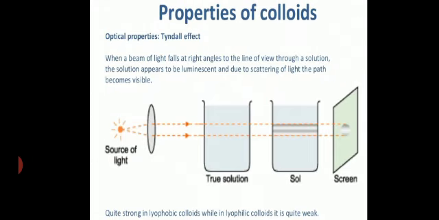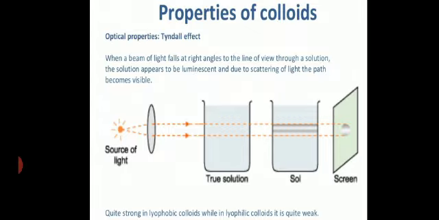Clear? Now next is the properties of the colloids. You can see the Tyndall effect. One of the properties, Tyndall effect. When you pass light through a true solution, it simply passes through. Through a colloidal solution, what you find is that the light, when you pass it through, gets dispersed. Alright? The light gets dispersed. So that is known as the Tyndall effect. Tyndall effect is defined as the scattering of light by the colloidal particles in a colloidal solution.